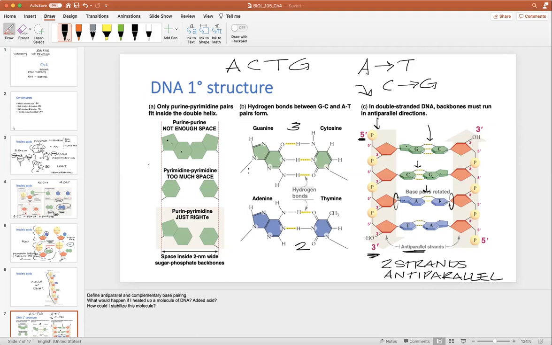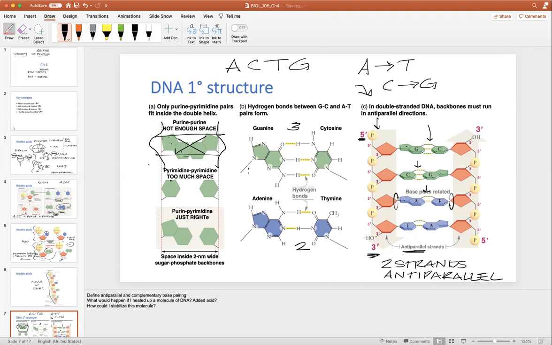If you had an accidental pairing of, say, 2 purines together, then you would end up with not enough space in your DNA molecules. As a matter of fact, what you end up with is a backbone that has a bump on it, like this. And that's one way your cell knows if you've messed up your DNA. It can come along and feel this bump and cut out this faulty bit, okay?